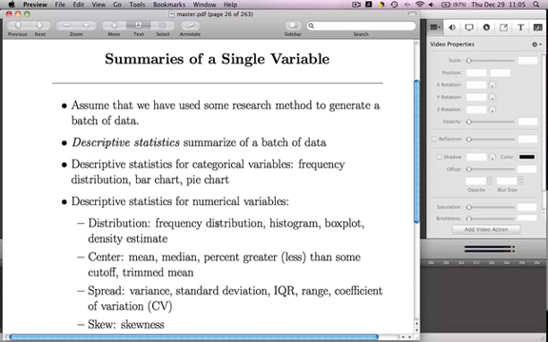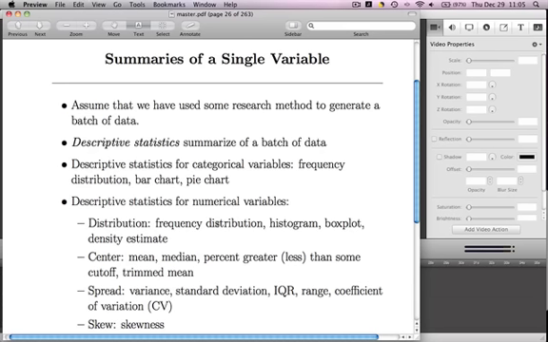I know that you've probably been studying descriptive statistics since junior high school or maybe even earlier than that, but it's used so often and people really don't understand the subtleties of this topic. So that's why I spend 2 weeks on it here in this class.